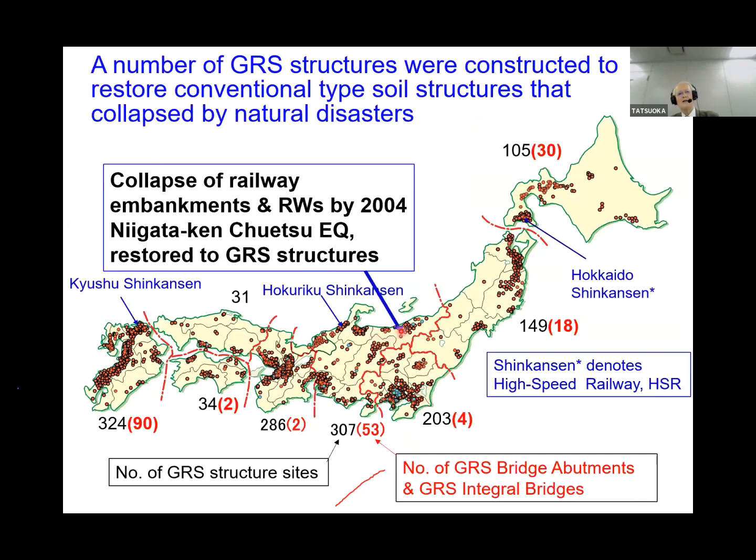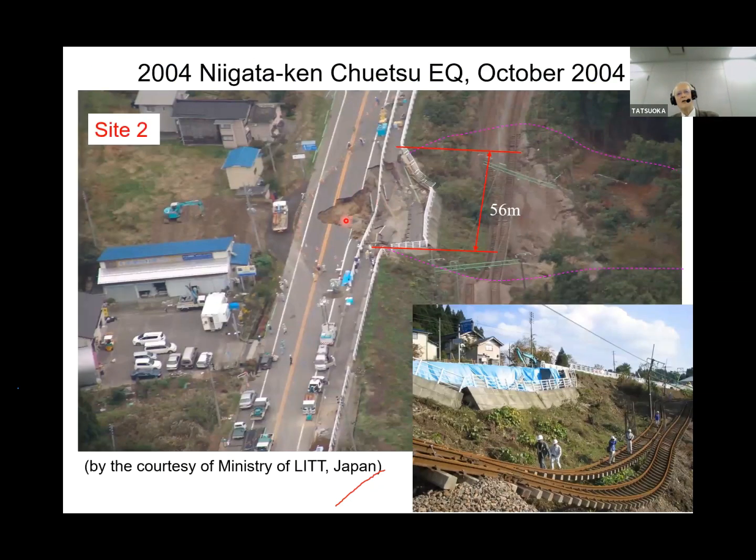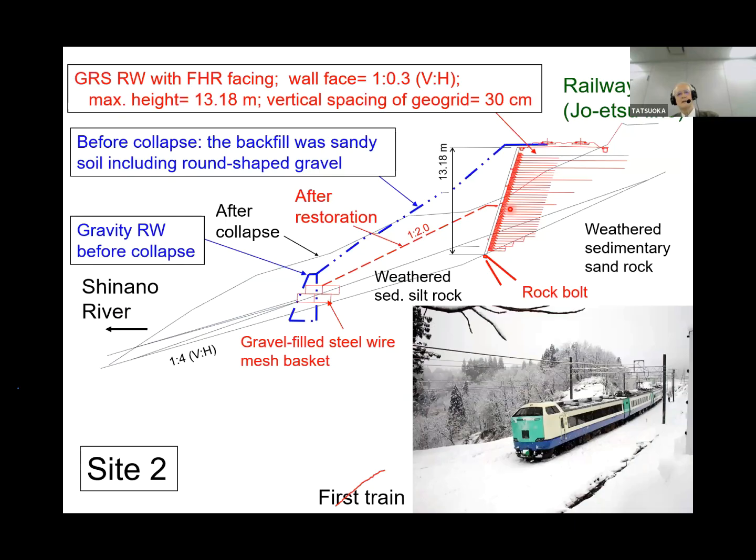Another case is a failure during the 2004 Niigata Chuetsu earthquake. We had a number of failures of road and railway embankments like this. This is a structure on a slope. This blue one is the structure before the collapse. Here's a gravity retaining wall, slope, and railway. This was reconstructed to this red one, a GRS retaining wall.